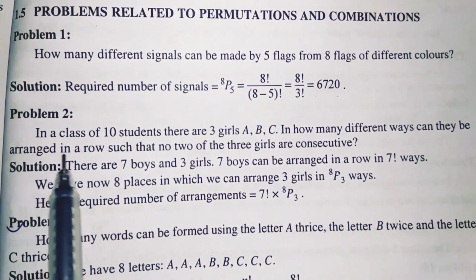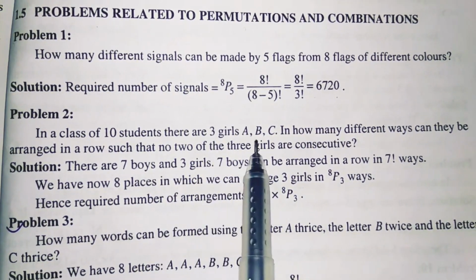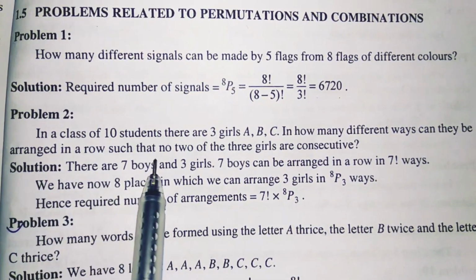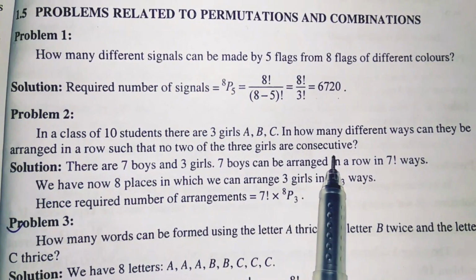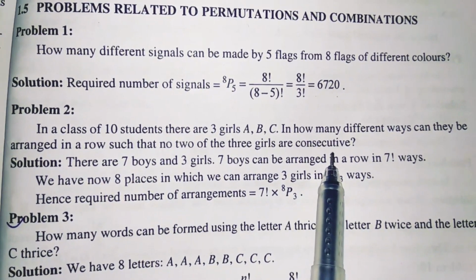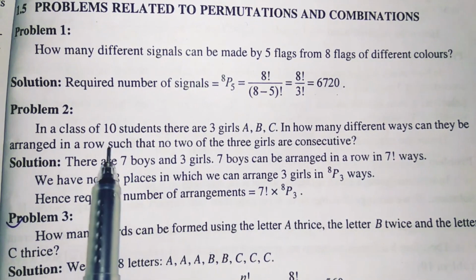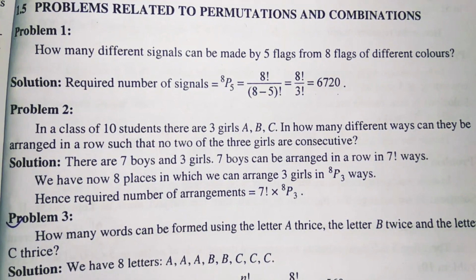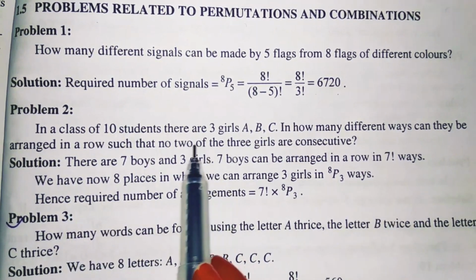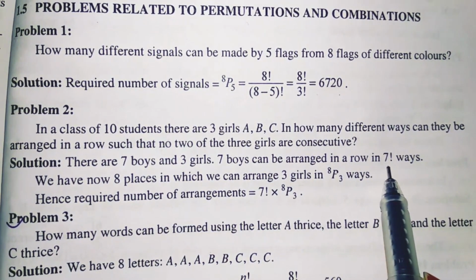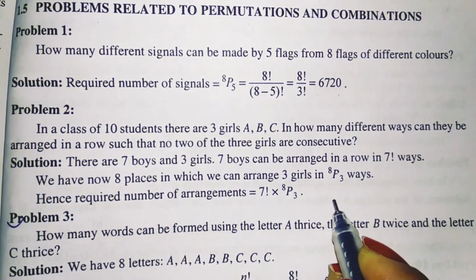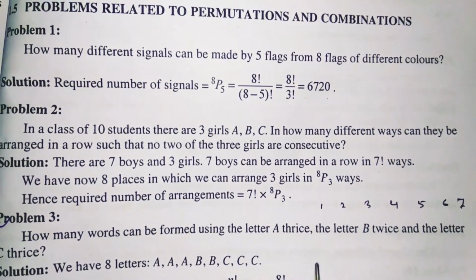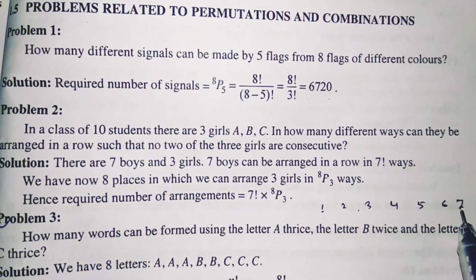In the next problem, in a class of 10 students, there are 3 girls, A, B and C. In how many different ways can they be arranged in a row such that no 2 of the 3 girls are consecutive? So no 2 girls are consecutive means 10 students are there, among them 3 girls. That means a total of 7 boys are there. The 7 boys can be arranged in 7 factorial ways. So there are 7 places to arrange the boys.